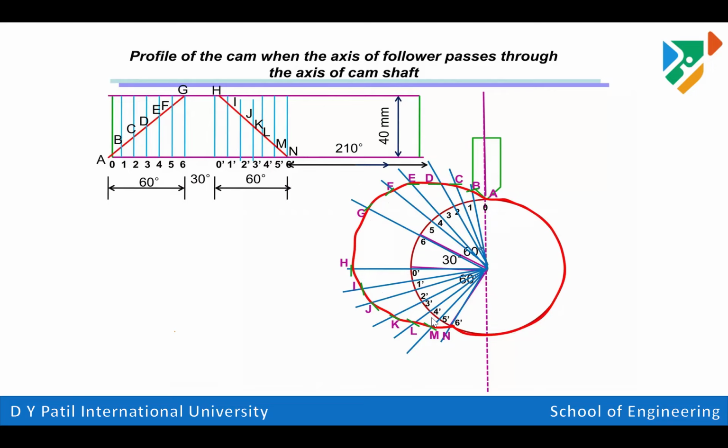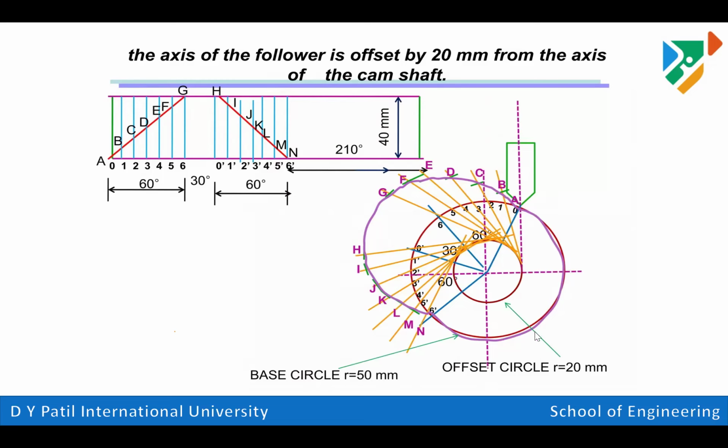So this is all about the orientation of that cam profile with angle of rise 60 degrees, dwell 30, and return 60 degrees. So this is the inline follower. Now the second part: an offset follower is given.